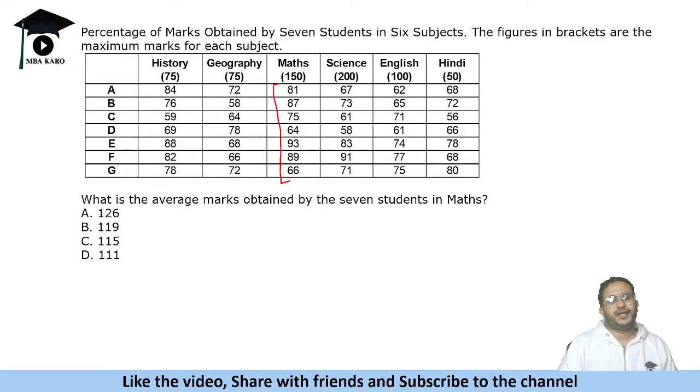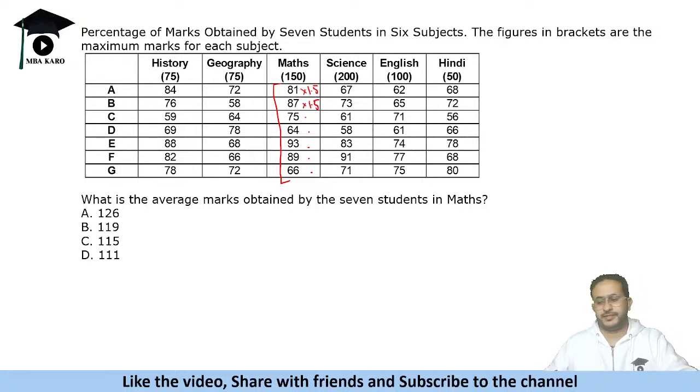So we need to find the average marks by these 7 students in maths. Okay, so maths is 1.5. Let me tell you how you can answer this question in a better way. One way a student would approach is to multiply all these by 1.5. Okay, this will multiply everything. Let's understand the difference in approach.